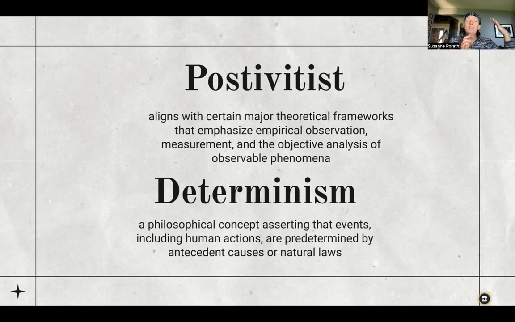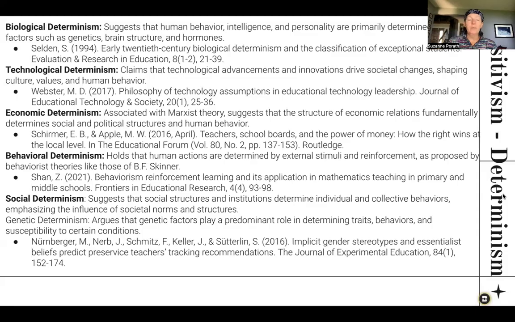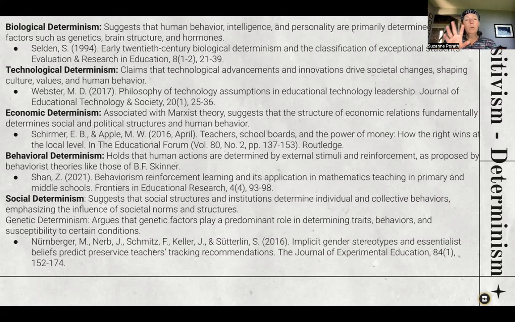So coming from a positivist perspective, one of many versions of theories that fit under positivism is a theory called determinism that basically says events, including human actions, are predetermined by causes or natural laws. So when we look at determinism, there's a whole bunch of them, and I'm not going to read them all to you. But just so you know that there are different ones, and this is what they look like, from biological, technological, economic, behavior, social, etc.